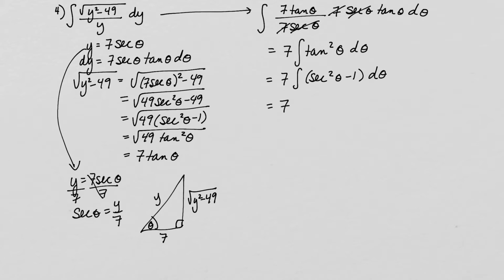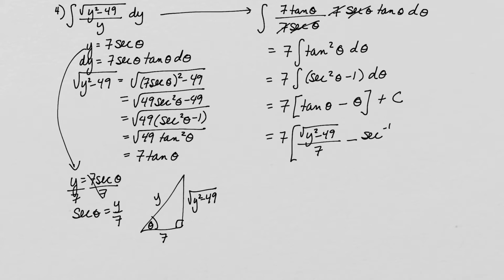So this is going to be 7 times the integral of secant squared, which is tangent theta, so 7 tangent theta minus theta plus c. And so again, 7 tangent theta I can read off my triangle, so it's the square root of y squared minus 49 all over 7, minus theta. Here I know that the secant of theta is equal to y over 7, and that means theta is going to be the inverse secant of y over 7, plus c. So not too terrible.